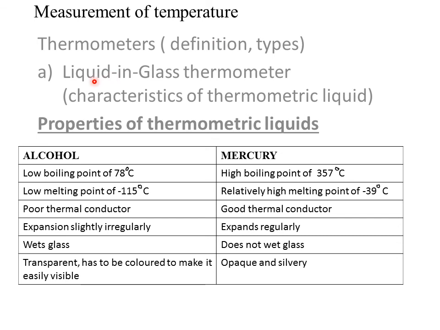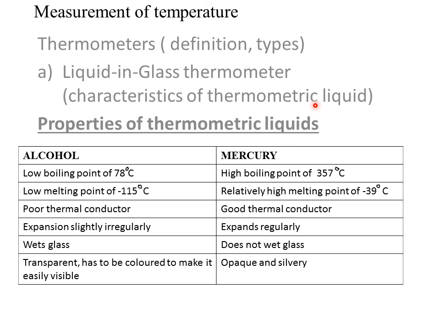As the word suggests, the thermometric substance here is a liquid. The liquid mostly used is usually mercury or colored alcohol. We'll see why mercury and not other liquids, for example water. So what are the characteristics of a thermometric liquid? So what is a thermometric liquid?